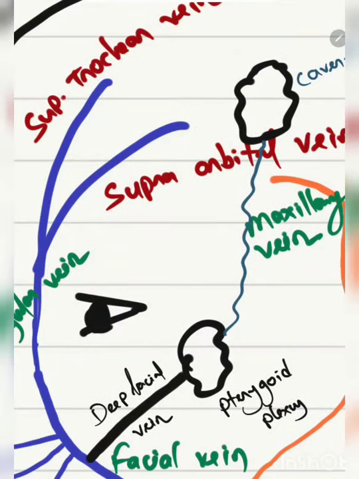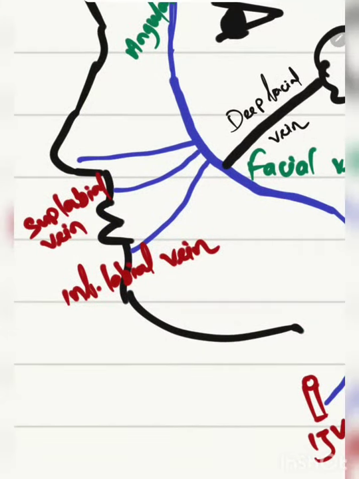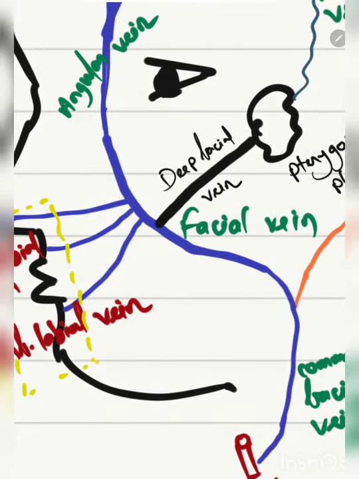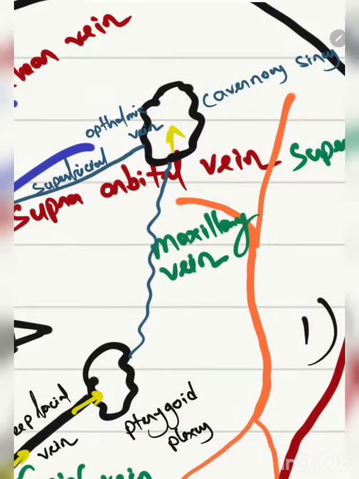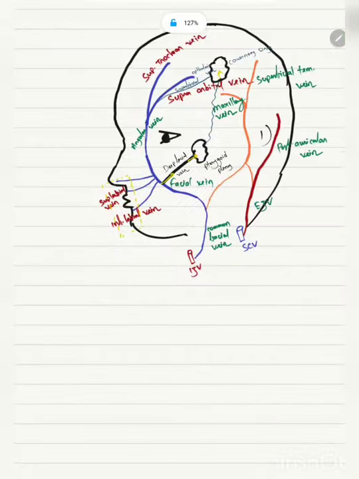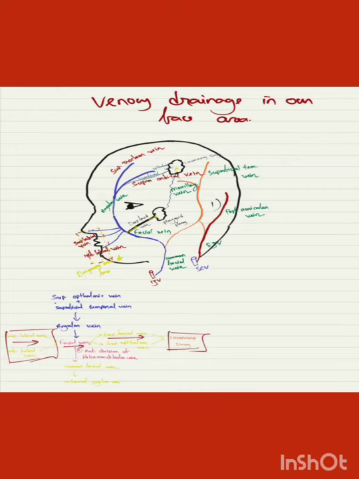Another vein from the supraorbital vein drains into the cavernous sinus. This is known as the superficial ophthalmic vein. So any infection below the nose, upper and lower lip via those veins can drain into the facial vein, and from the deep facial vein it drains into the cavernous sinus and can cause cavernous sinus thrombosis. So this area is called the dangerous area of the face.